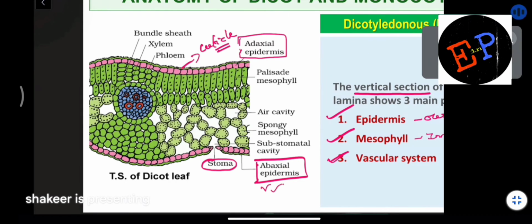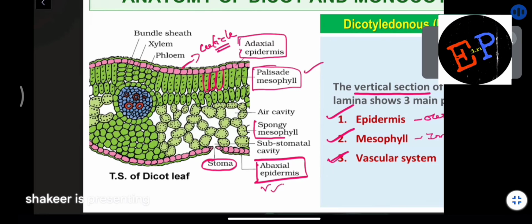Then we have palisade mesophyll. Mesophyll you can divide into two types, palisade mesophyll and spongy mesophyll. This is palisade mesophyll. The cells are like elongated cells, no? That is the type of cells which are present in palisade mesophyll.